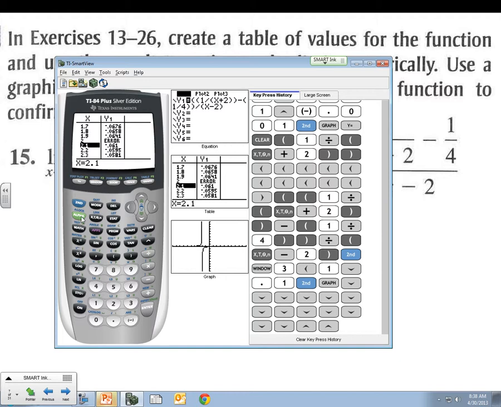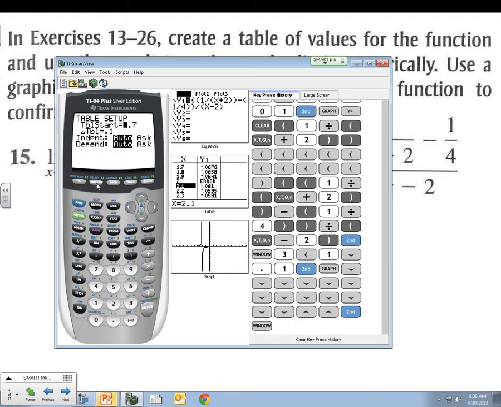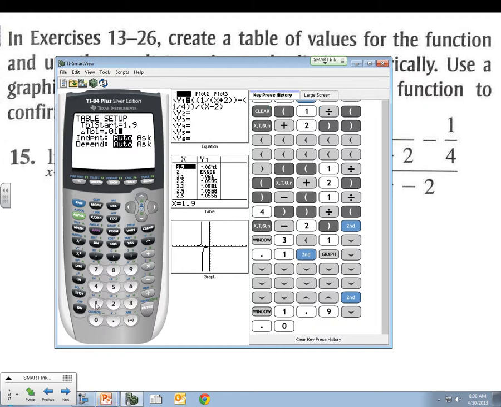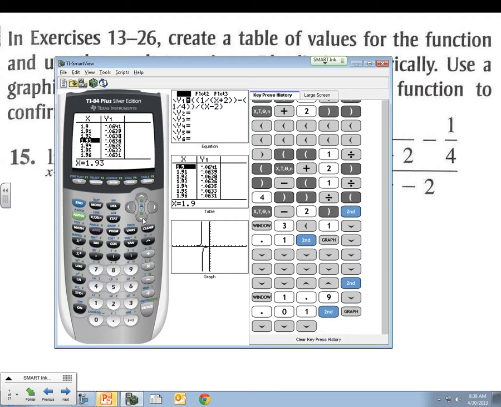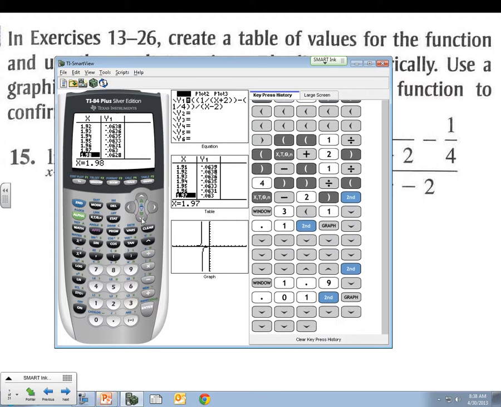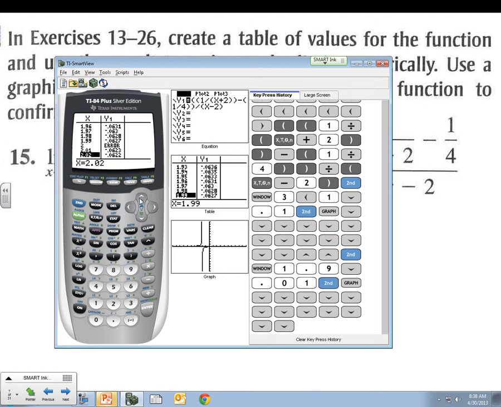Let's zoom in a little bit more on our table. So I'm going to go back to the table set and start from 1.9. And now let's approach by 0.01s. Really zoom in there and see what we get. Okay, so as we're getting closer and closer, 0.0627. From the other side, negative 0.0623. Okay, and so at this point, we're getting really close.